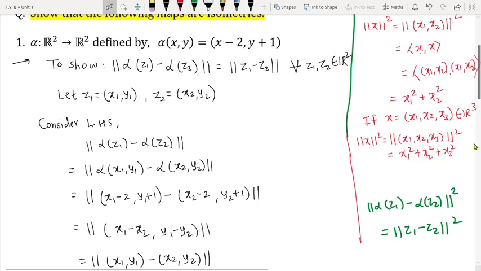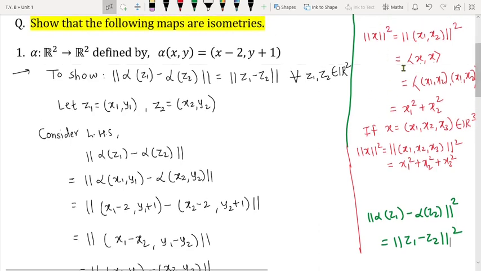Now the question is why square? Square because we will use this formula. So in order to use this formula, in the sense norm of x square, if x is a point of R2, say x1 x2, means if we want to show a map from R2 to R2 is an isometry, then we are going to use this. And if we want to show a map from R3 to R3 is an isometry, then we will use this.